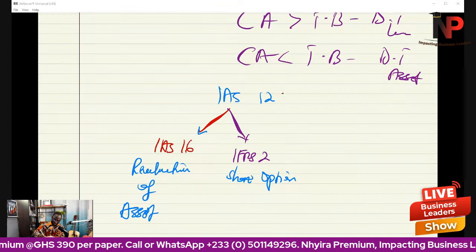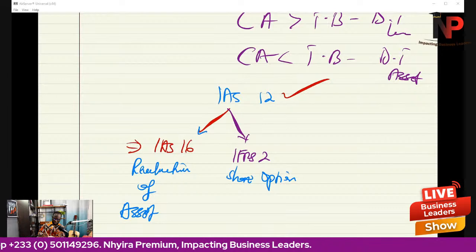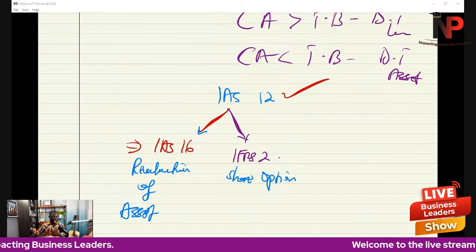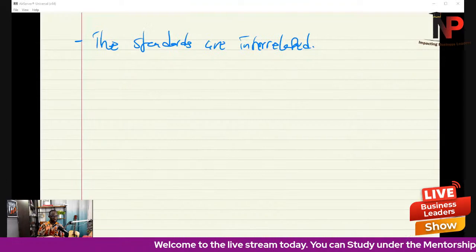How about if you are doing IAS 12 combined with IAS 16? How about if you are doing IFRS 2 combined with IAS 12? How are you going to do it? So note that the standards are what? Interrelated.